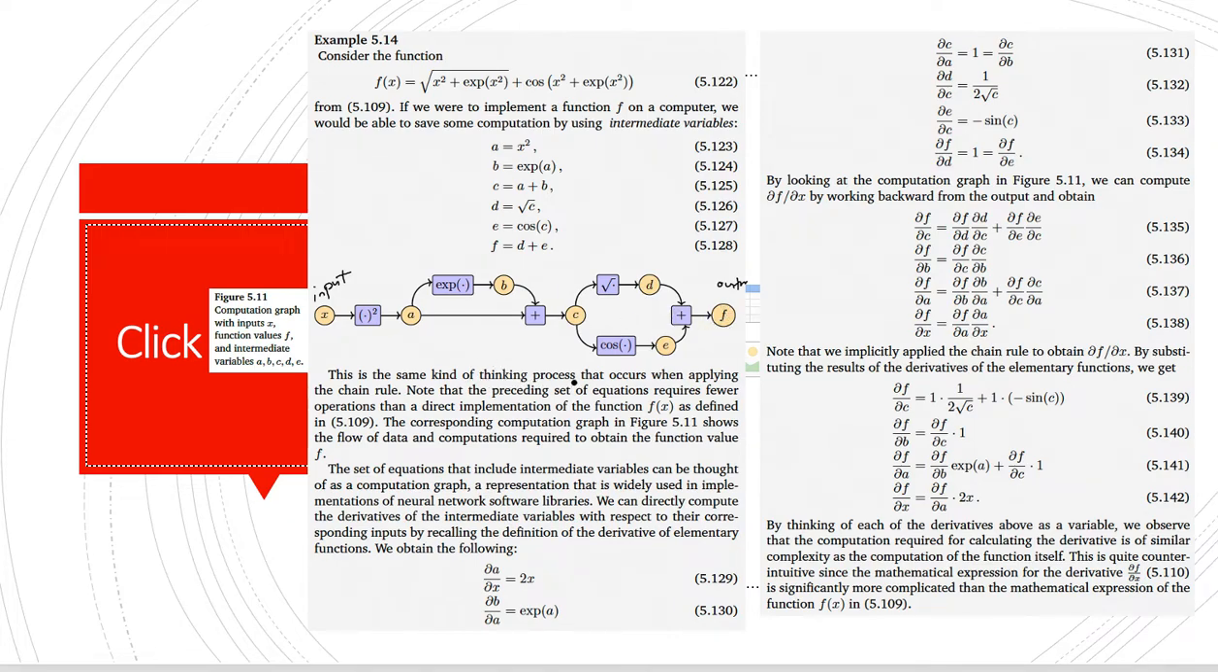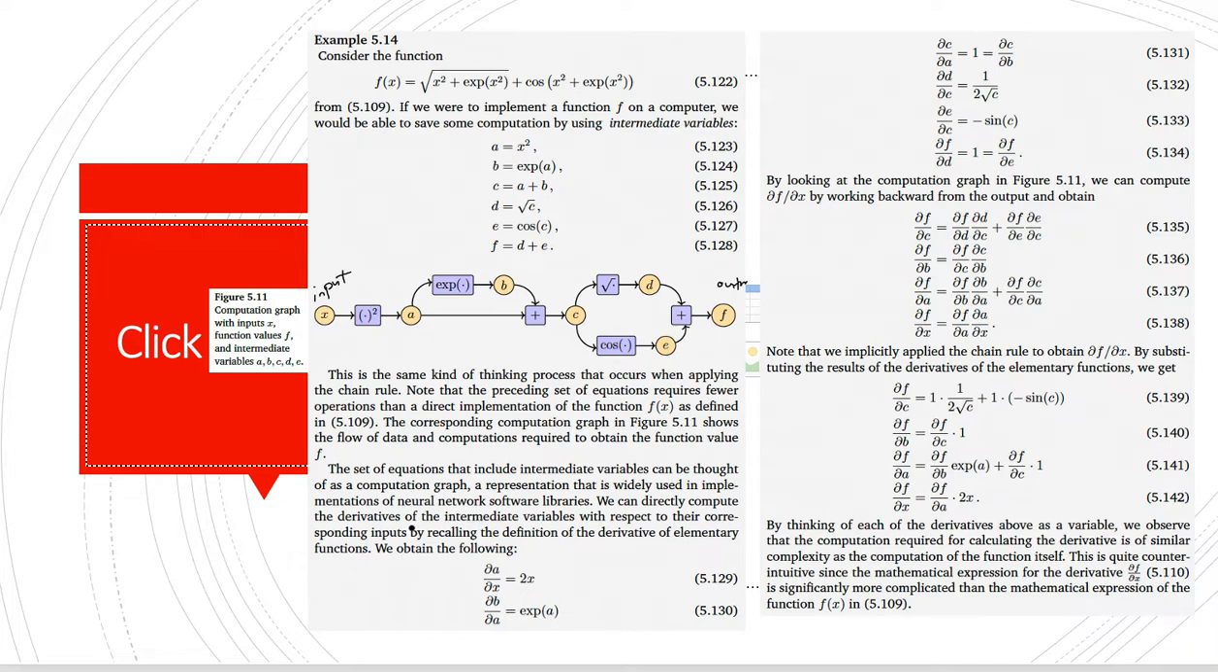This is the same kind of thinking process that occurs when applying the chain rule. Note that the preceding set of equations requires fewer operations than a direct implementation of the function f(x), as defined in 5.109. The corresponding computation graph in this figure shows the flow of data and computation required to obtain the function value f. The set of equations that include intermediate variables can be thought of as a computation graph, a representation that is widely used in implementations of neural network software libraries.